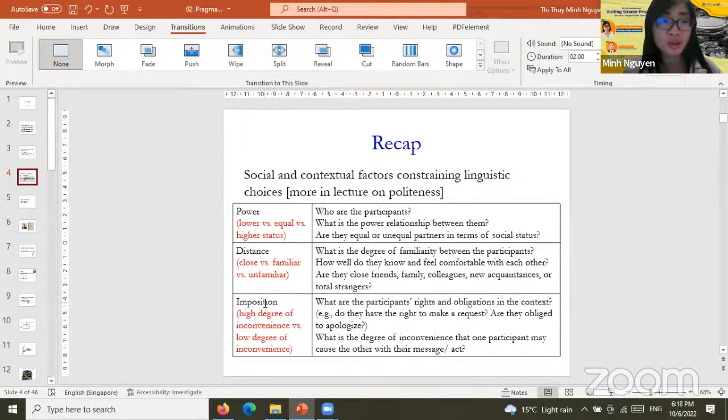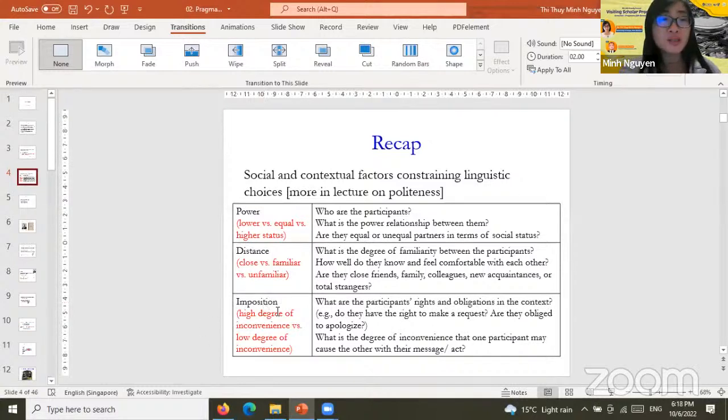In terms of distance, we mean the degree of familiarity between participants. How well do they know each other? How comfortable do they feel with each other? Are they close friends, or are they just colleagues, or family members, or acquaintances, or total strangers? So in terms of social distance, we have close people, people who are familiar with each other, and people who are unfamiliar with each other, for example strangers or new acquaintances.